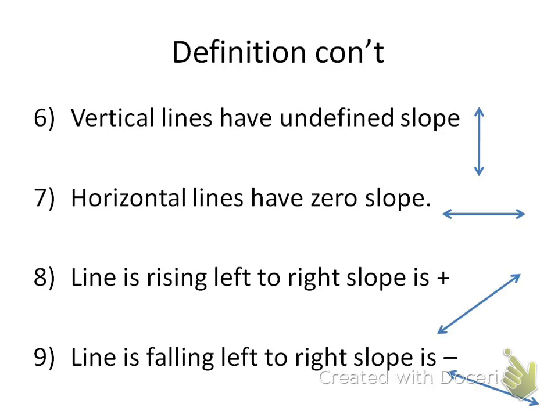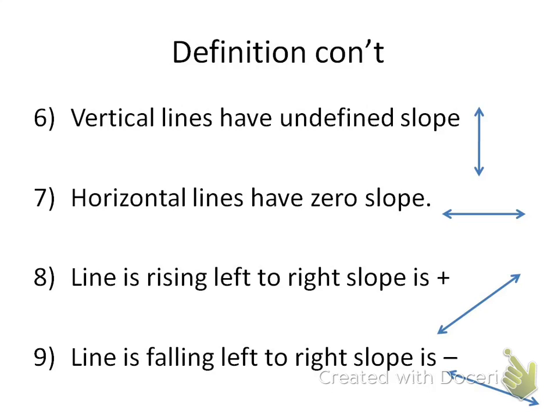Here's some more information you need to know about slope. A vertical line that's straight up and down, the slope's undefined. Horizontal line, side to side, has a slope of 0. Going from left to right, if your line is going up, the slope is positive. If the line is going down, the slope is negative.